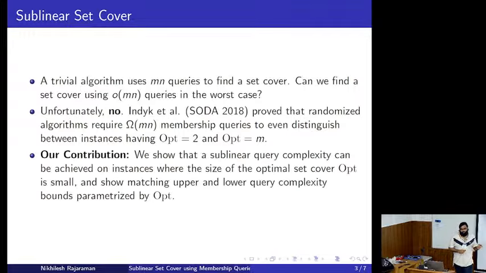In particular, what we do in our work is that instead of just looking at this in the worst case regime, we take a more fine-grained and nuanced view and say that if we parameterize by the size of the optimal set cover, we can actually say something interesting. In particular, on instances where opt is small, we can actually do much better than mn queries.